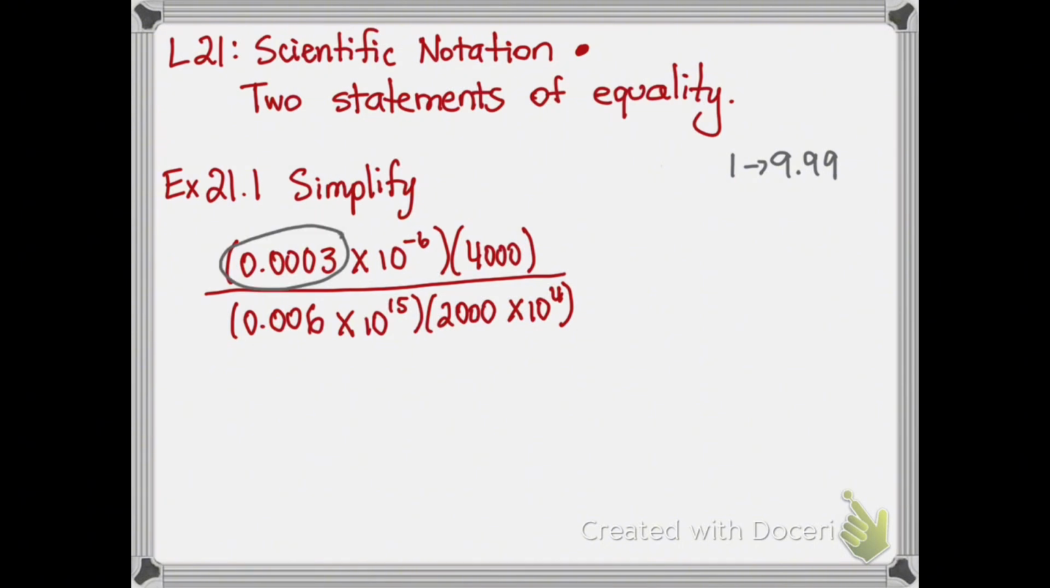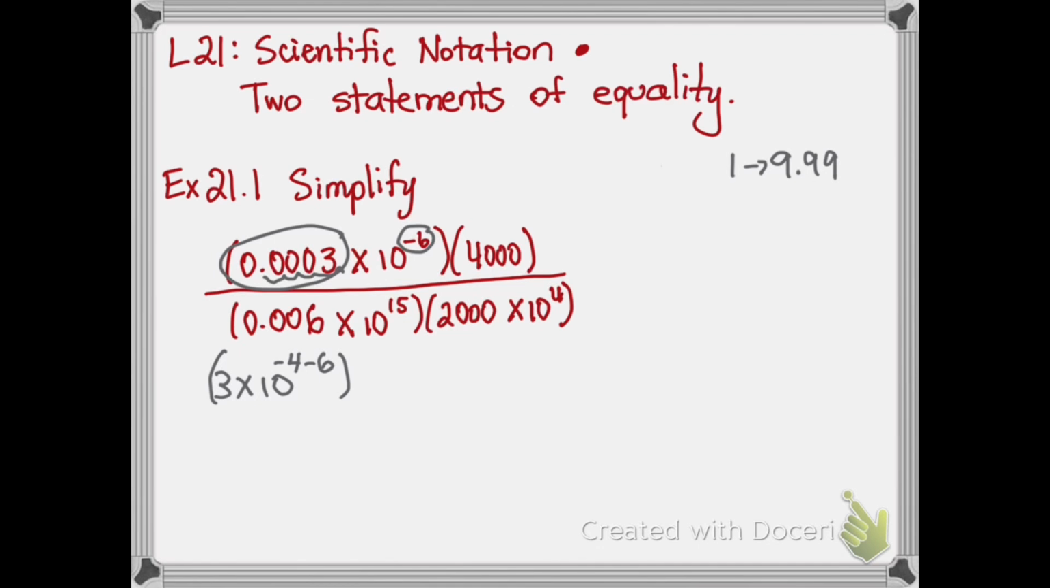So this first number, we have to write as 3 times 10, and then we have to count how many times I have to move the decimal to get to 3. So I have to move it 4 times. And the original number is very small, so I have to put a negative 4. But there's also a negative 6 here, so I'm going to put it here next to it.